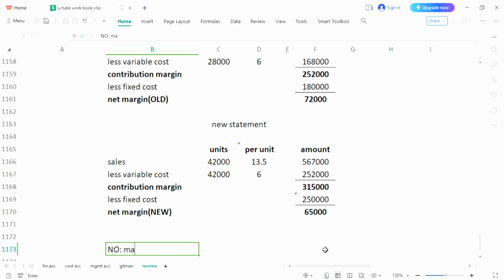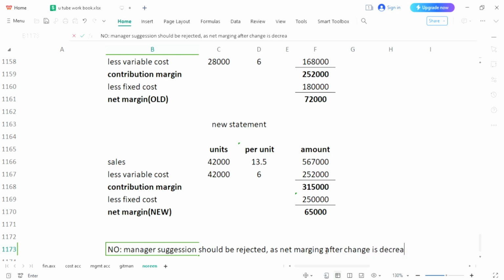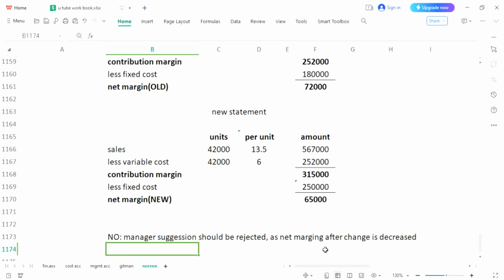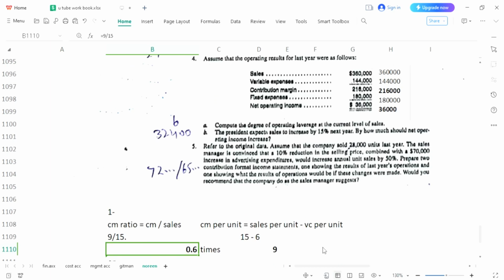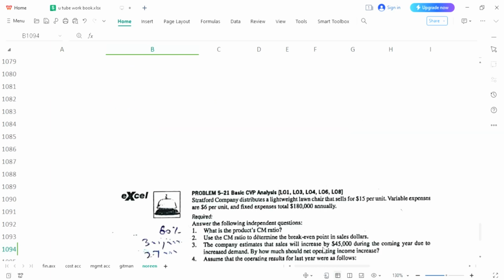Manager suggestion should be rejected as net margin after change is decreased. So if net margin decreases, there will not be any benefit of such changes. So simple answer is no. In this way we have completed our question. Step by step we have completed everything.